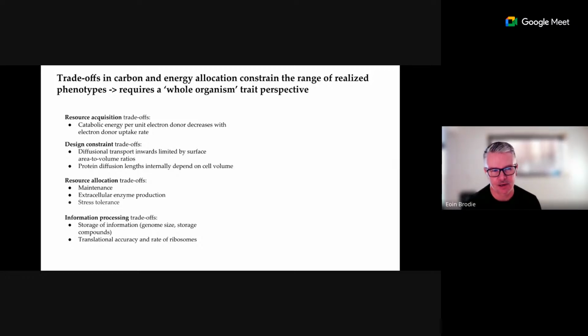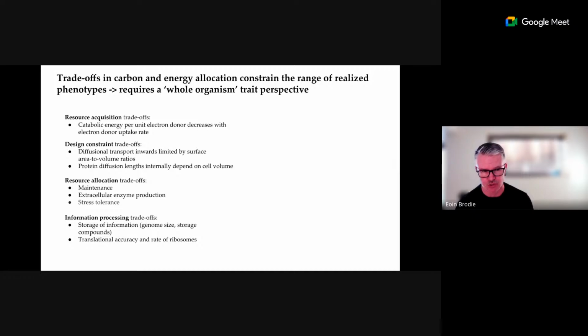An example here is a resource acquisition trade-off. The energy per unit electron donor decreases with the rate of uptake of the electron donor. You can think about that as almost like a friction term, where you have greater dissipation and greater loss of heat the greater the rate of uptake of the resources from the environment.